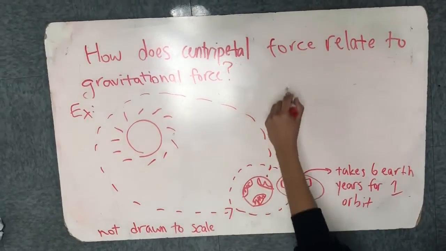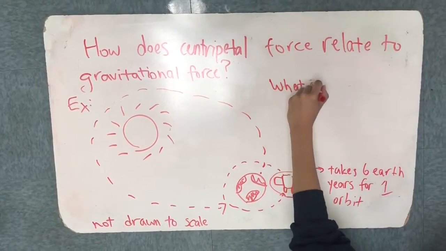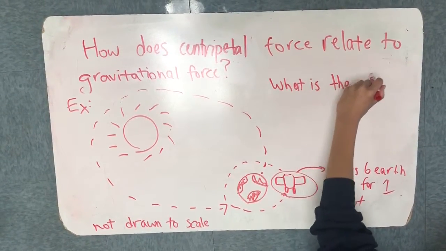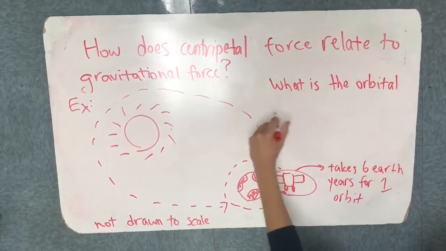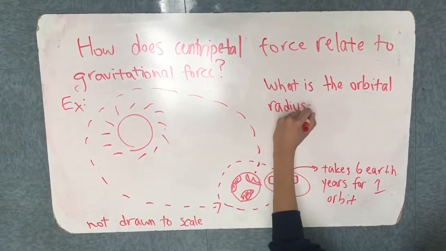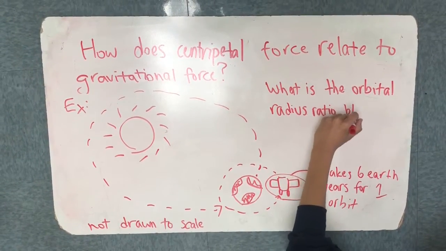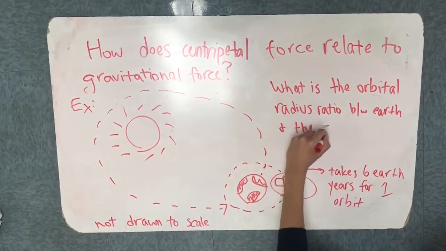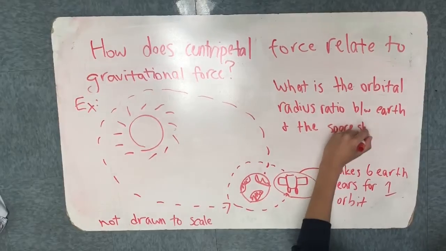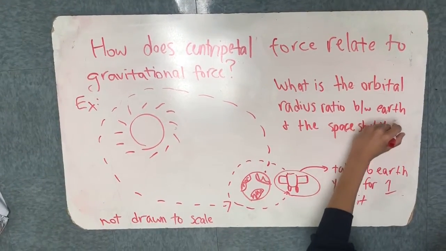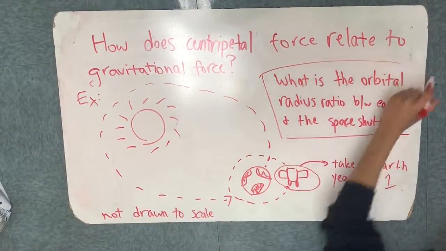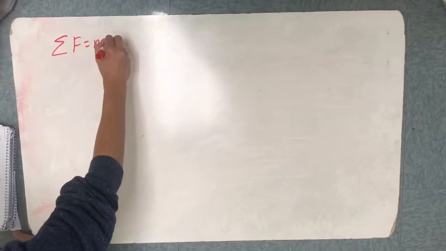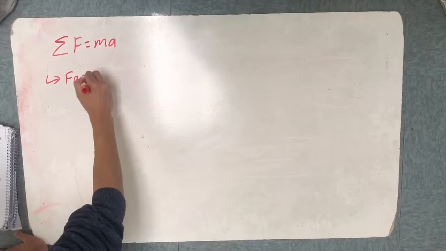So then we can now ask the question of what is the orbital radius ratio between the Earth and the space shuttle. Now, after deciphering these two equations, we can now solve for the orbital radius ratio.